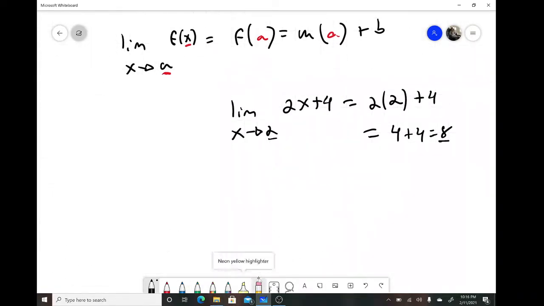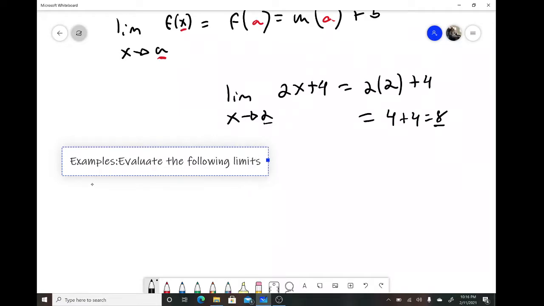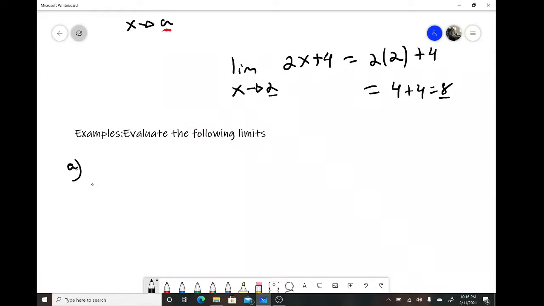So let's do some more examples of this. Examples. Let's evaluate the following limits. So the first one, let's call it A, it's going to be the limit as x goes to 3 of f of x, where f of x is the following. f of x equals 1/2 x minus 7.